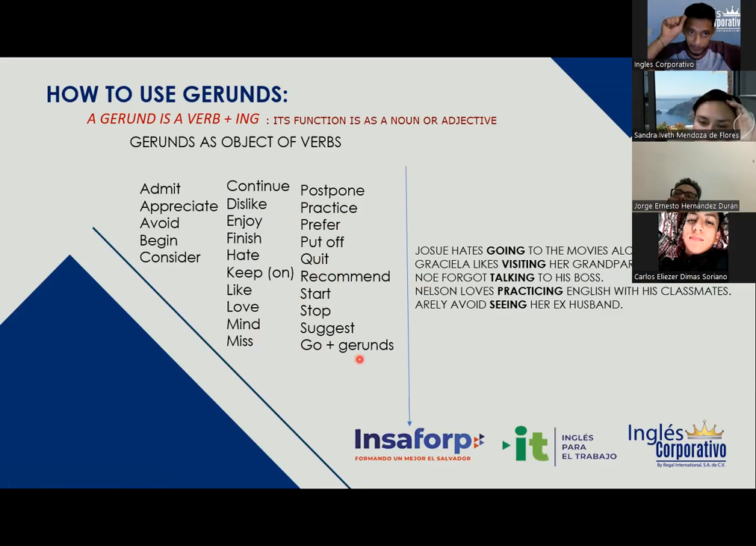Okay. Después de este verbo que están acá, de esta lista, o a la par de esta lista, si usted quiere colocar otro verbo, ese verbo se convierte automáticamente en un gerundio. Yes. Okay. Admit. Admitir. Yo admito mentir.